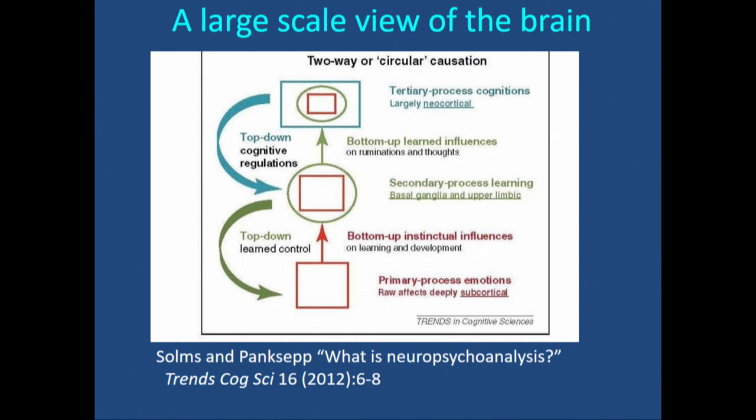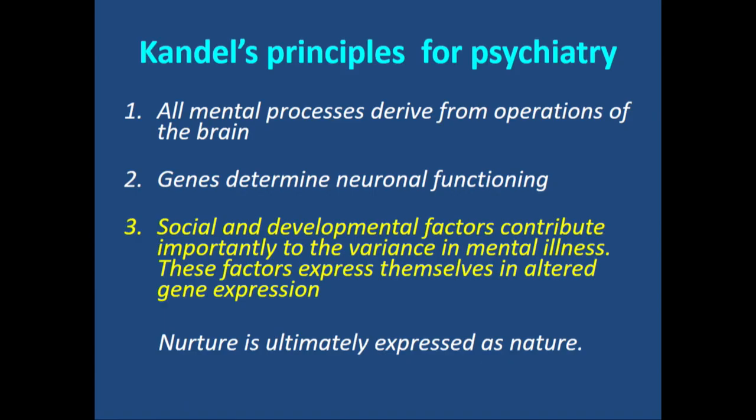And this is an example from Solms and Panksepp, what is neuropsychoanalysis? Two-way or circular causation. At the top, you've got tertiary process cognitions, largely neocortical. At the bottom, you've got primary process emotions, subcortical. These bottom-up influence the secondary processes, the basal ganglia and the upper limbic. These influence in a bottom-up way the tertiary processes. But there are these top-down loops from the tertiary processes down to the secondary and from the secondary down to the primary. And so again, any serious attempt to look at the brain as a whole must have these top-down links as well as the bottom-up ones.